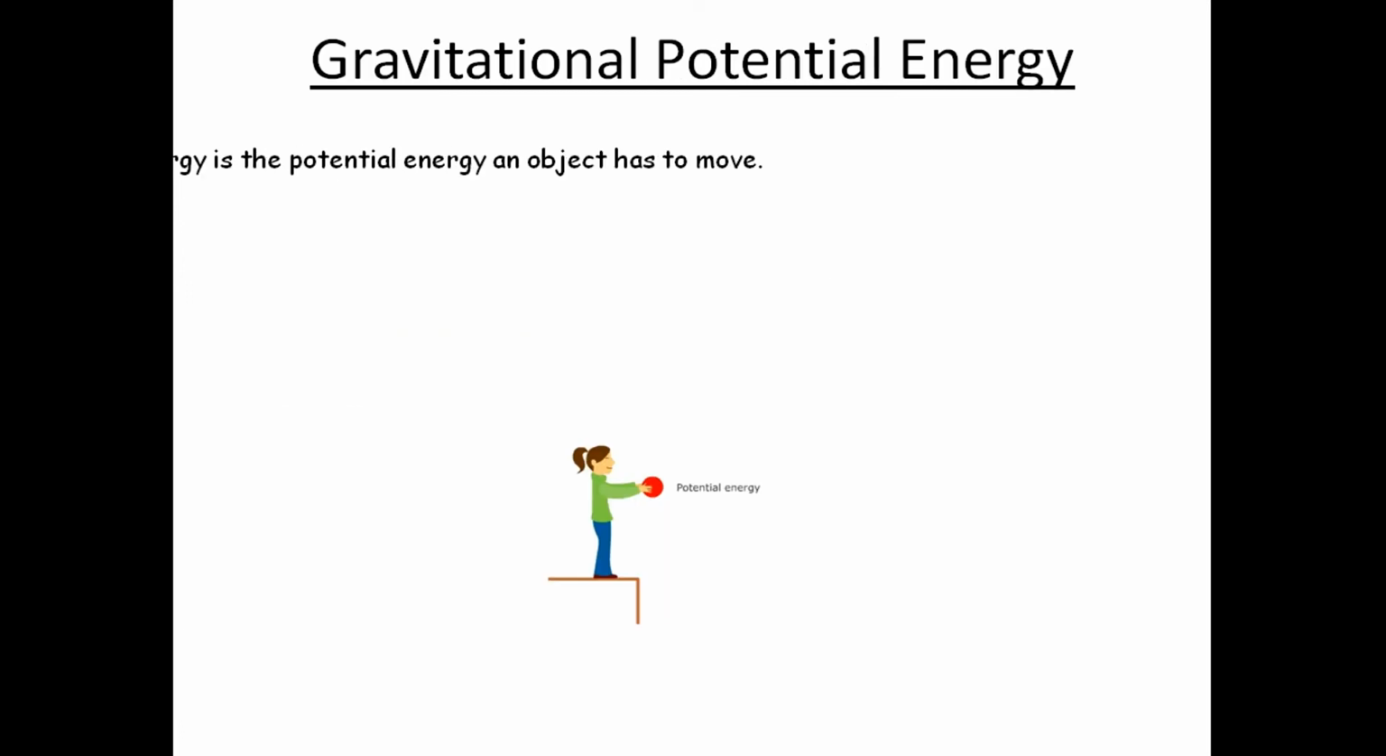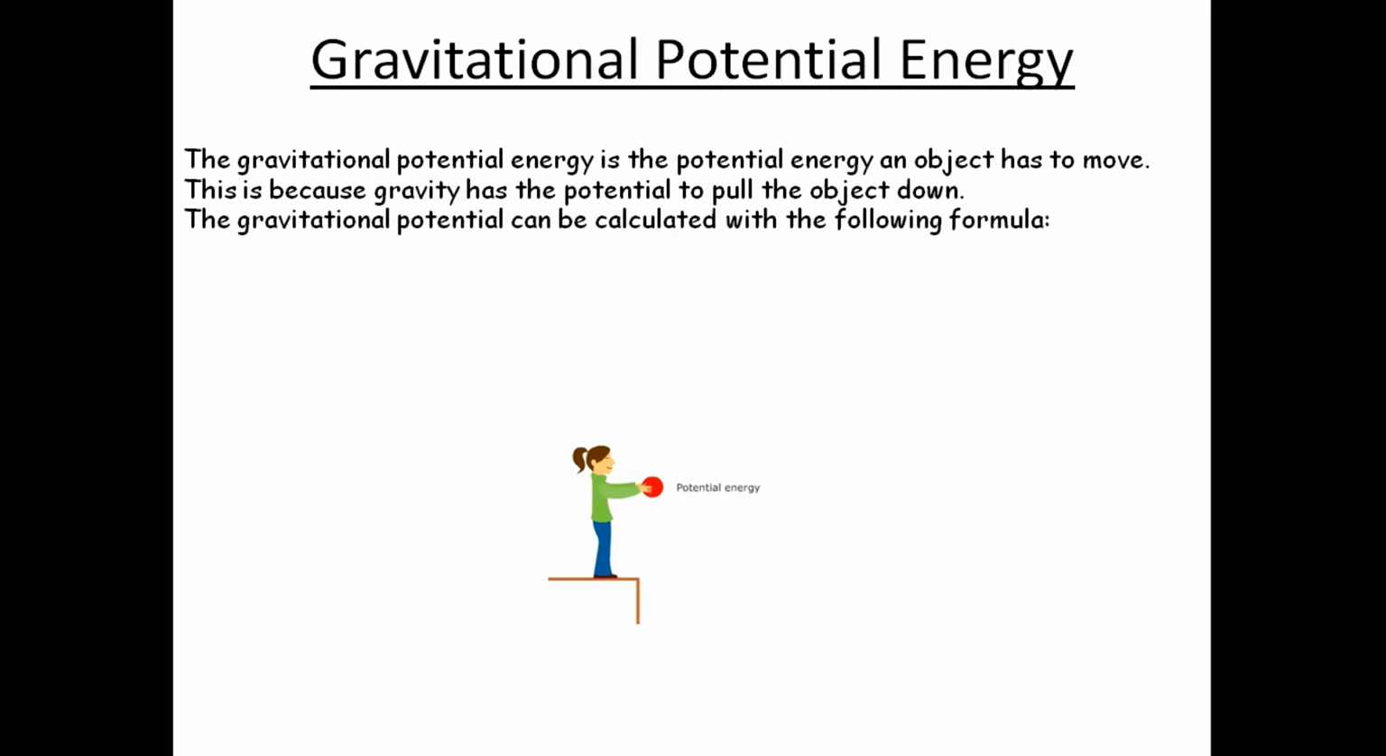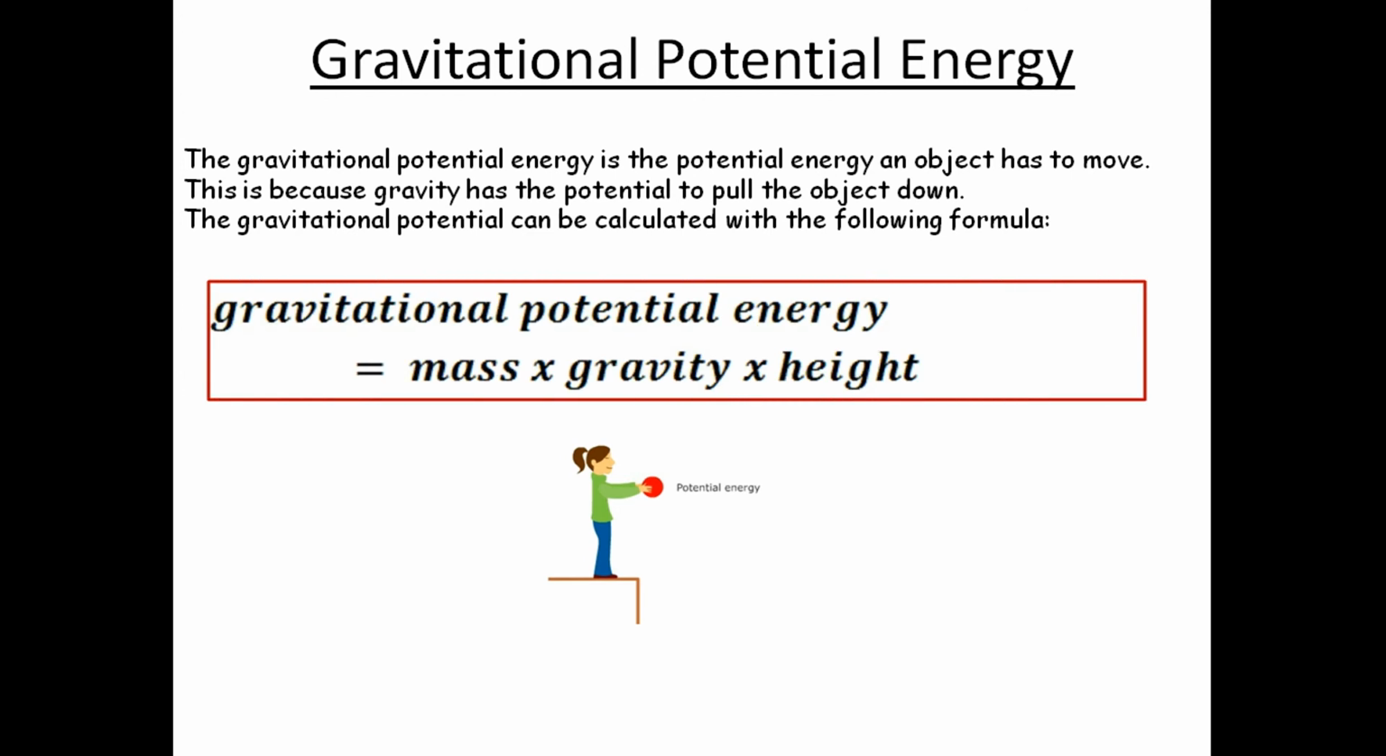Gravitational potential energy. The gravitational potential energy is the potential energy an object has to move. This is because gravity has the potential to pull the object down. This can be calculated with the following formula. Gravitational potential energy equals the mass times gravity times height.